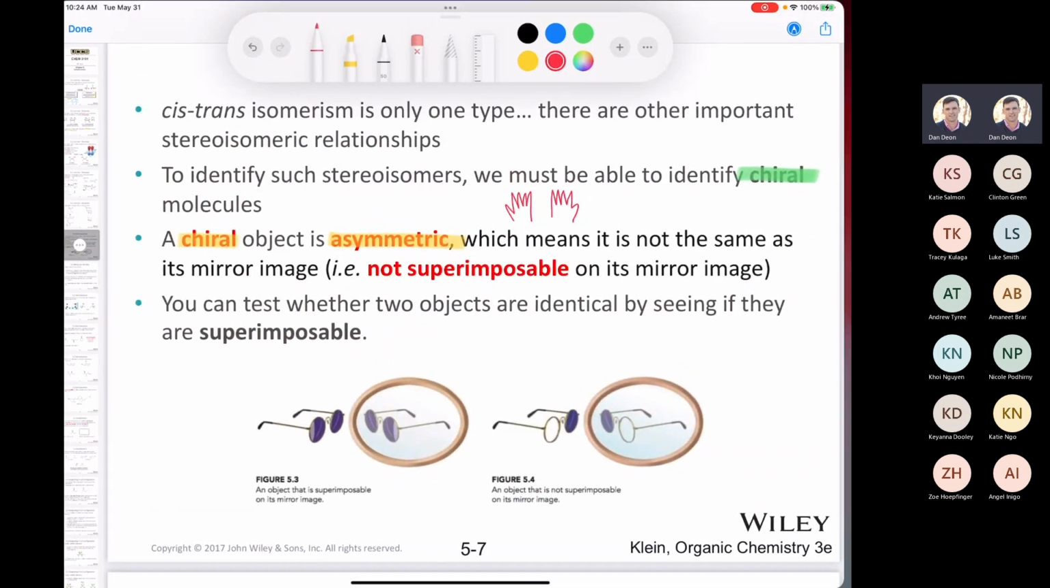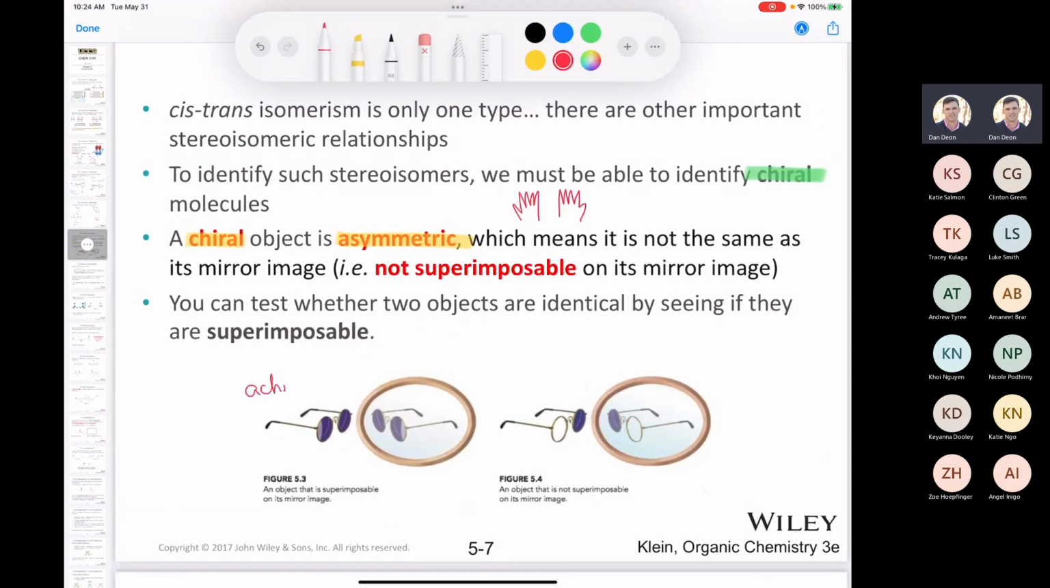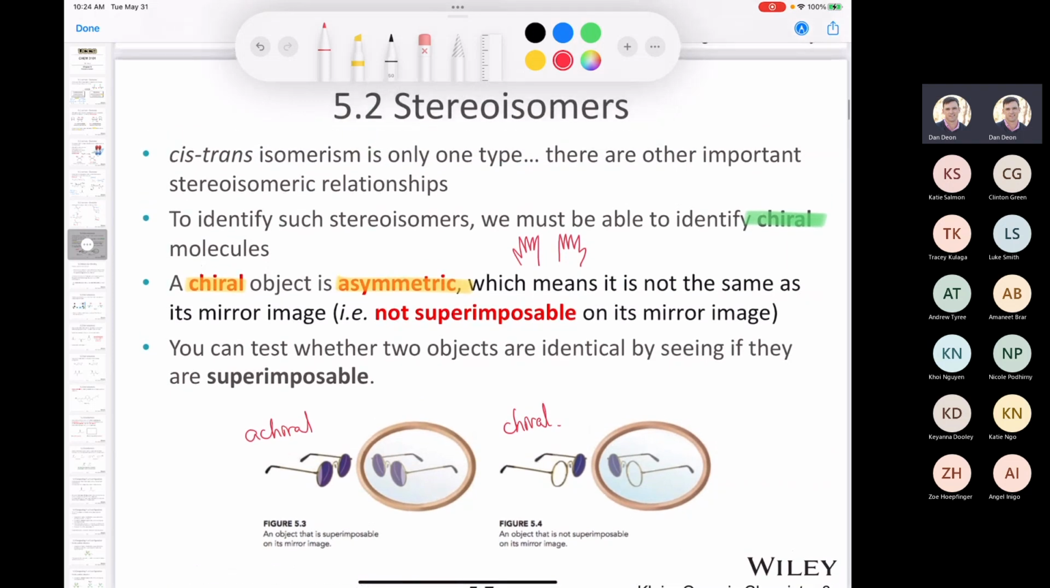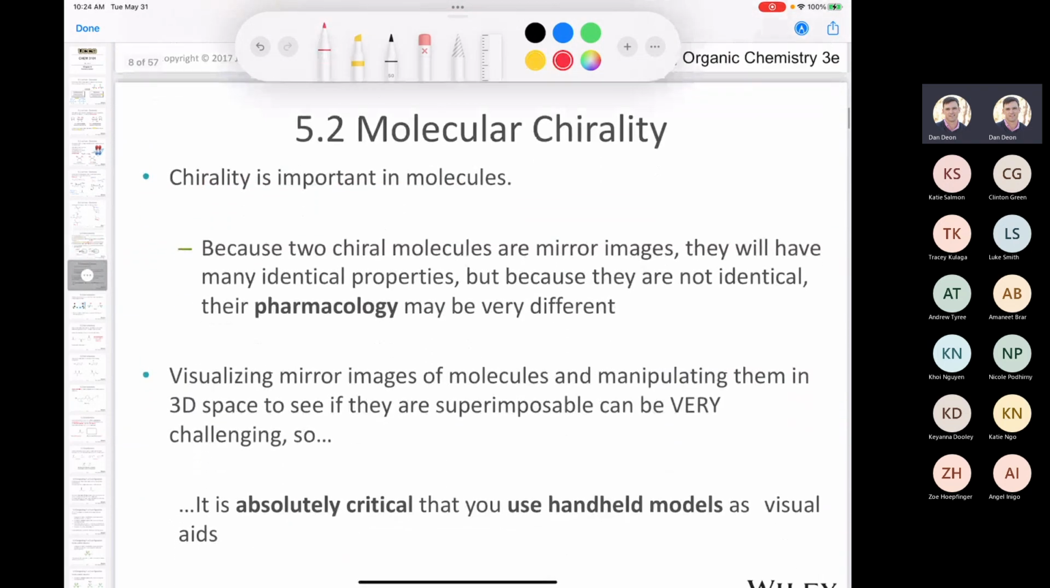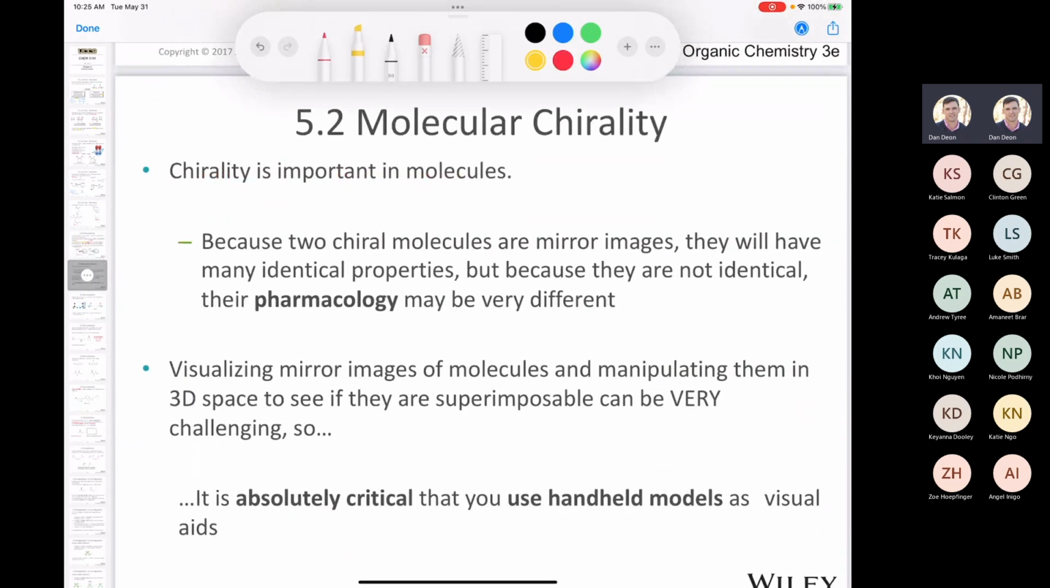And so this pair of glasses we would say is achiral, and we would say that this pair of glasses is chiral. So now we've talked about human hands and we've talked about sunglasses. Well, you can imagine that's not going to be the focus of organic chemistry. It's not the study of Oakleys or anything like that. So let's move on, because chirality is important in what? It's going to be important in molecules.